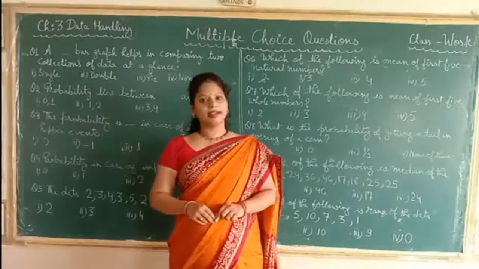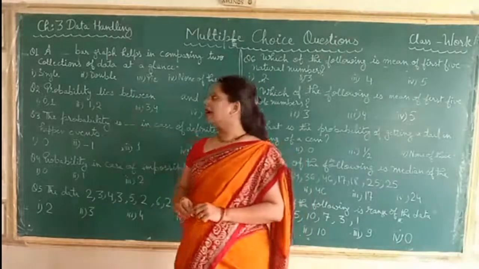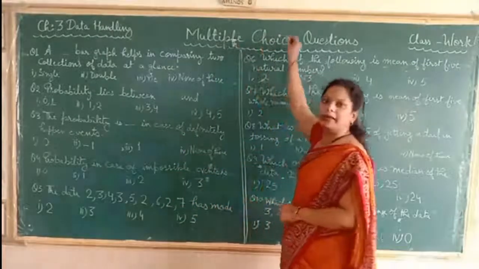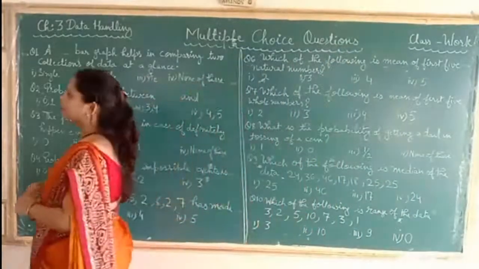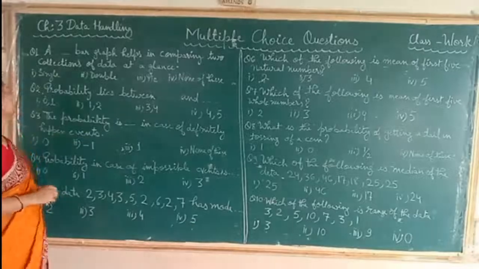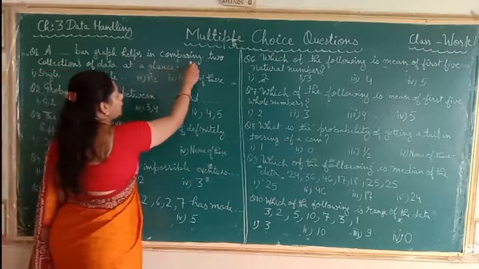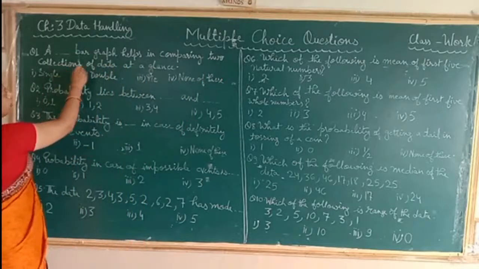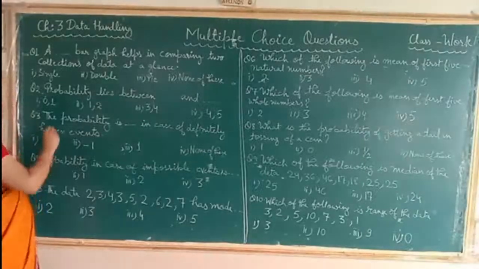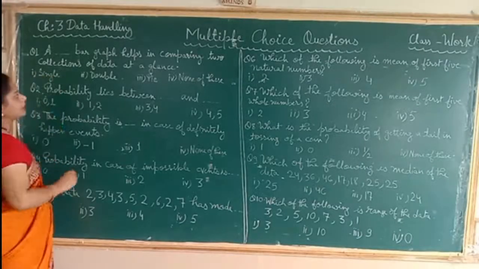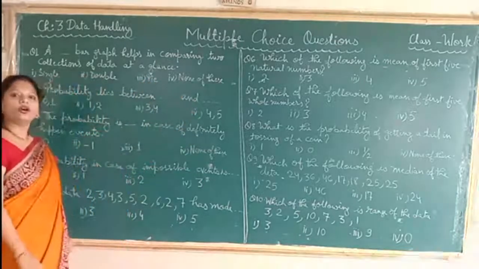Now dear students, let's start our class work of this chapter, data handling. And here we are going to start multiple choice questions, that means MCQs. Question number 1: a dash bar graph helps in comparing two collections of data at a glance. So which is the answer here? First one is single, second double, third one pie, and fourth one is none of these.